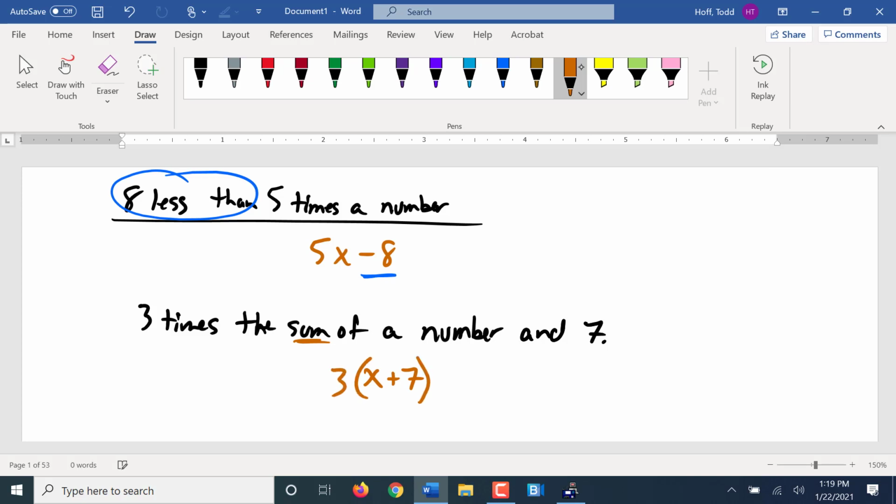We put the 3 either before or after, either one. So yes. The key there is we have to have the parentheses because the sum has to be done before the multiplication. We're multiplying the sum, not either of the numbers.